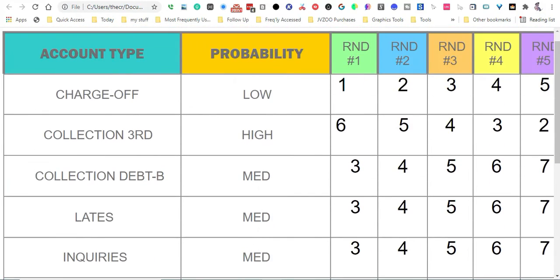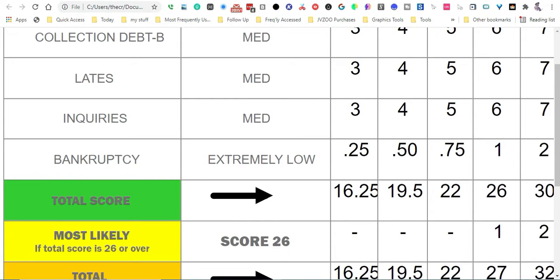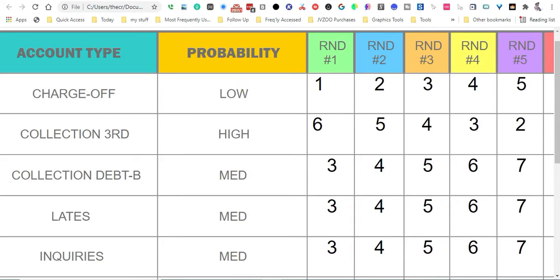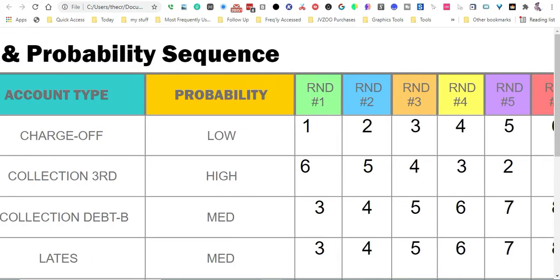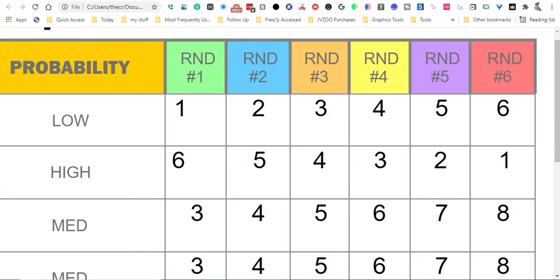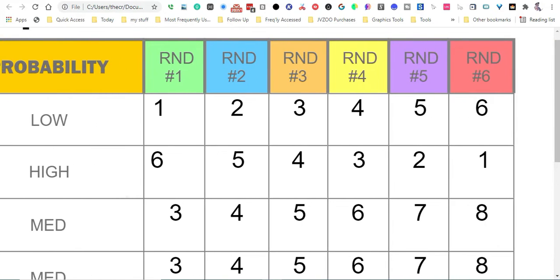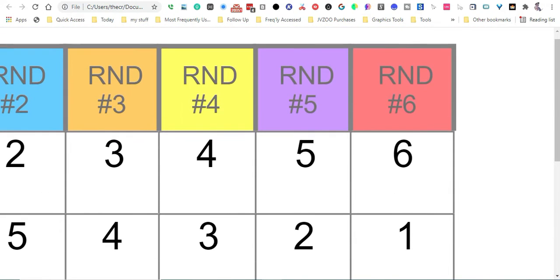All right. So let's first explain this. Going down on the left column, we have account types like charge off, collection, debt buyer, late payments, inquiry, and bankruptcy. Over here, we have probability: low, high, 3 mediums, and an extremely low. And then these numbers over here signify probability of removal at that round. So for a charge off, your probability is low, and your highest probability for removal is going to be on round number 6 all the way up to round number 9.